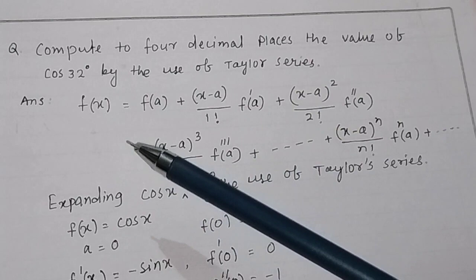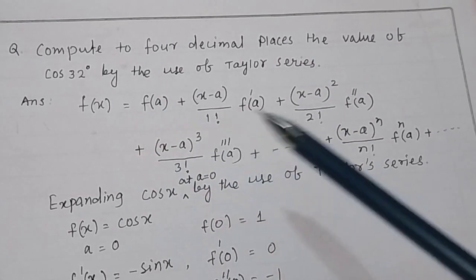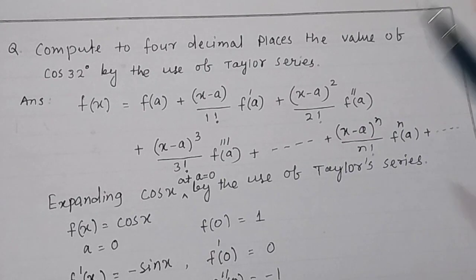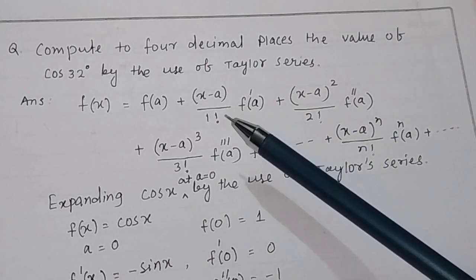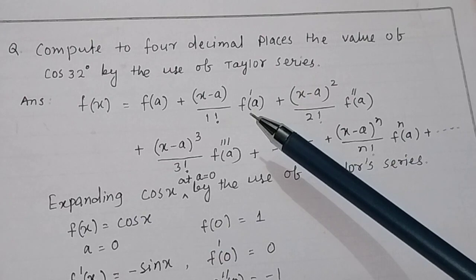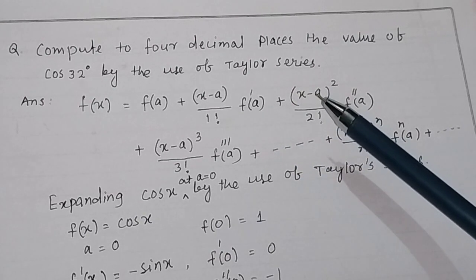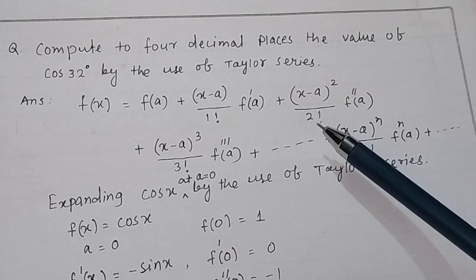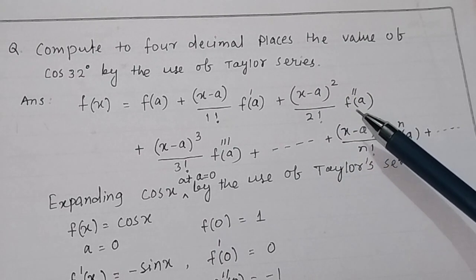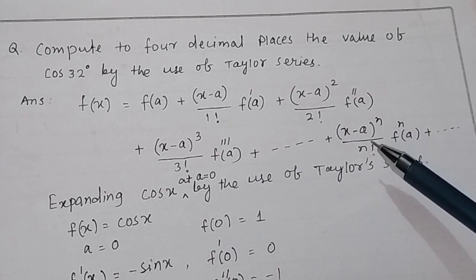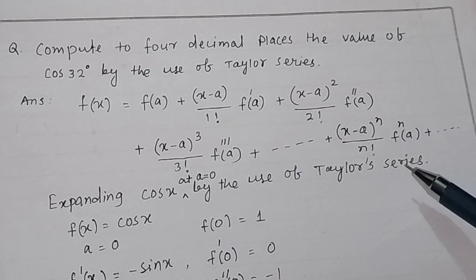From Taylor series, you know the function f(x) is equal to f(a), that means the value of the function at x equal to a, plus (x minus a) divided by factorial 1 times the first derivative of the function at x equal to a, plus (x minus a) whole square divided by factorial 2 times the second derivative of the function at x equal to a, then for the third derivative, fourth derivative, up to the nth derivative.